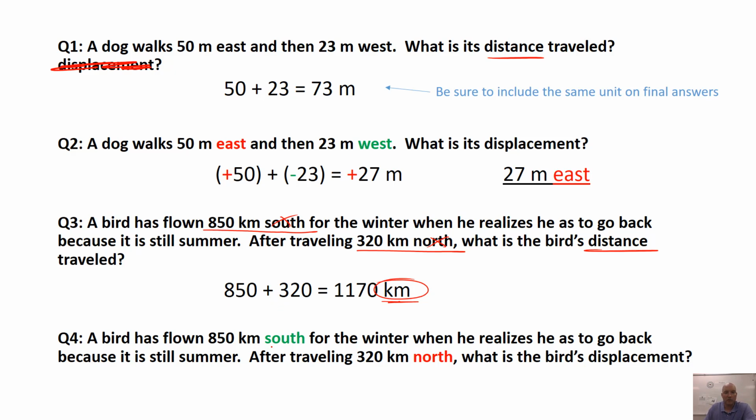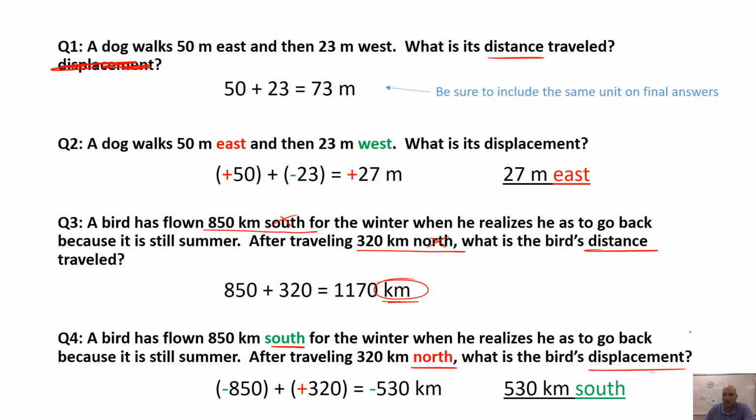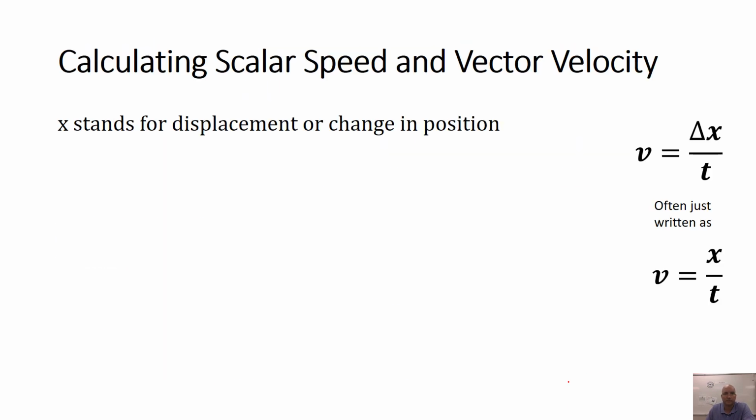Then lastly, they're asking you for the bird's displacement, so you're going to have to turn this north and south into signs. Once again we go with the coordinate system. We said down was going to be negative, up was going to be positive, every time we use up and down. So south was going to be negative: negative 850 plus a positive 320, and then you have your negative placeholder that results from adding these two numbers together. Negative 530, but we turn that back into a direction, and that becomes 530 kilometers south.